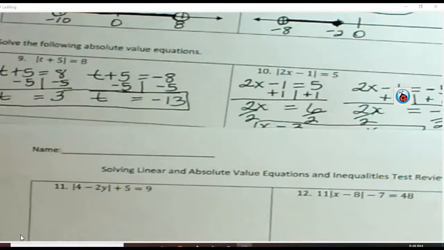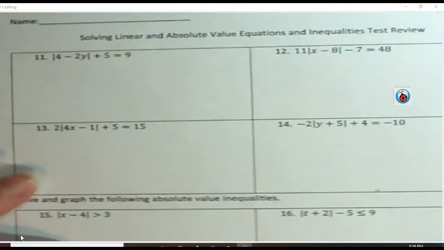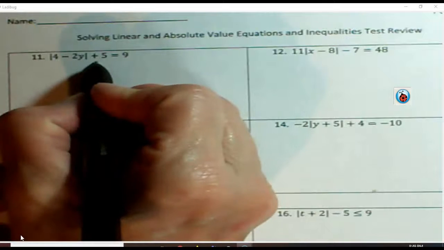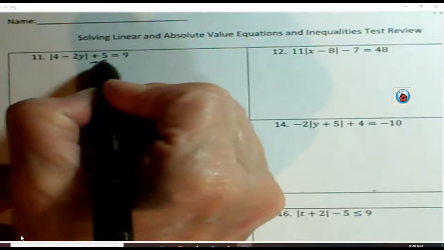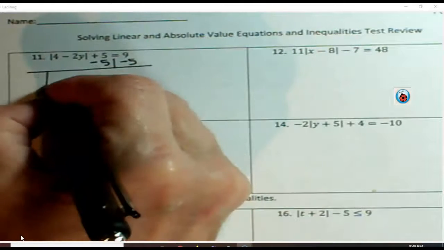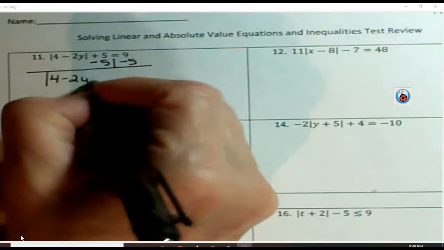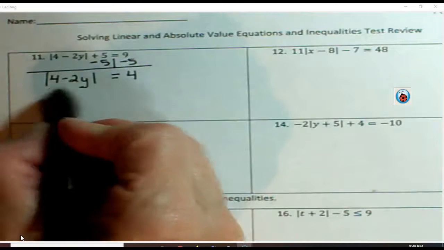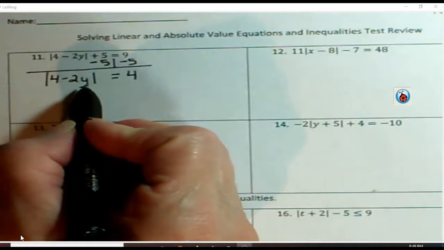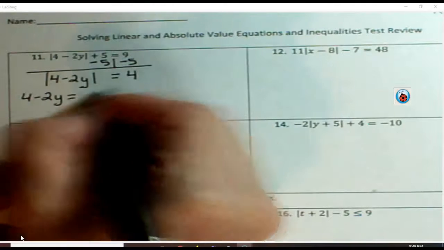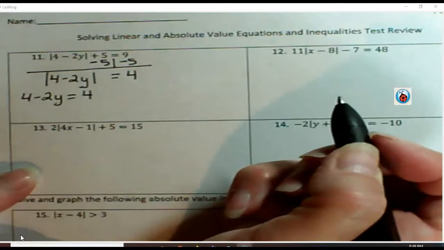Okay, let's go to number 11. It's on the next page. Okay, number 11. This time the absolute value bars are not isolated. You've got this plus 5. So we're going to subtract 5 from both sides. So you get the absolute value of 4 minus 2y equals 4. Now the absolute value is all by itself on the left side, so we can remove the bars, 4 minus 2y, and set it equal to the 4, straight across, just without the bars.